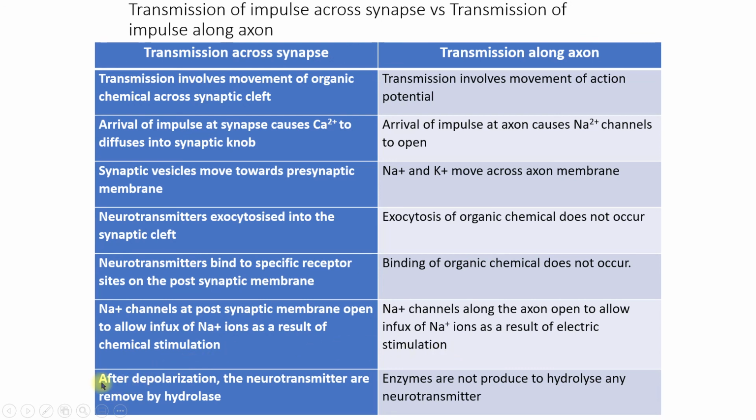Now in transmission across the synapse, after depolarization, the neurotransmitters are removed by hydrolase. One example of hydrolase is cholinesterase. Whereas in transmission along the axon, enzymes are not produced to hydrolyze any neurotransmitter.